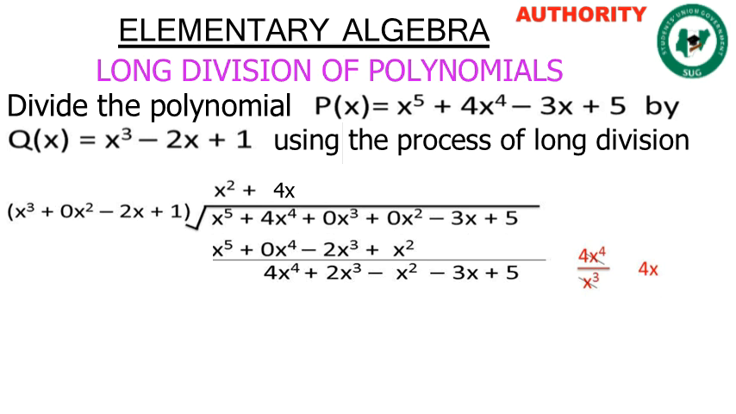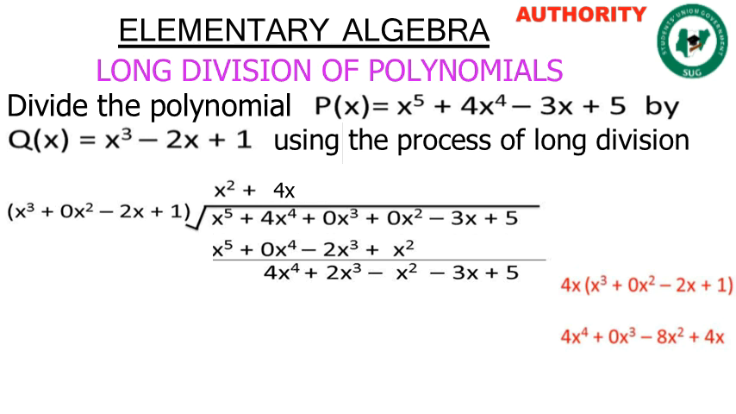Now let's pick this 4x and multiply it by our divisor. When we do so, we have 4x times x cubed, which gives 4x raised to the power 4. Then 4x times 0x squared gives us 0x cubed. And then 4x times minus 2x gives us minus 8x squared. And then 4x times 1 gives us plus 4x.